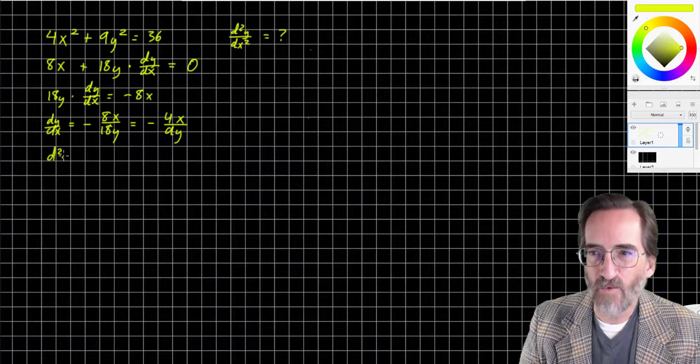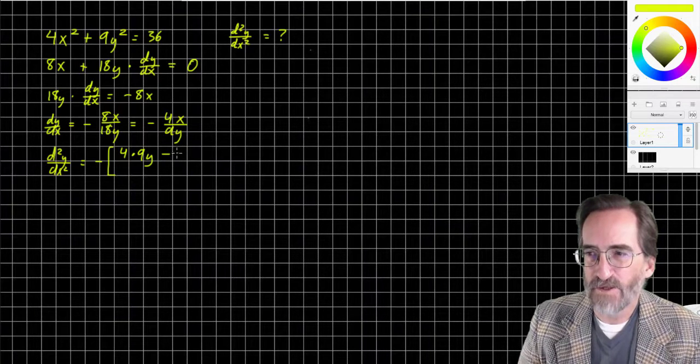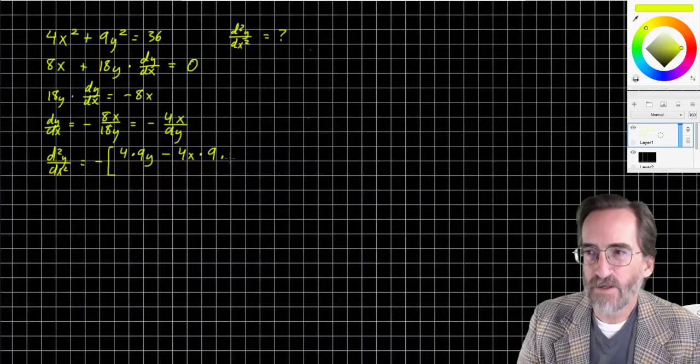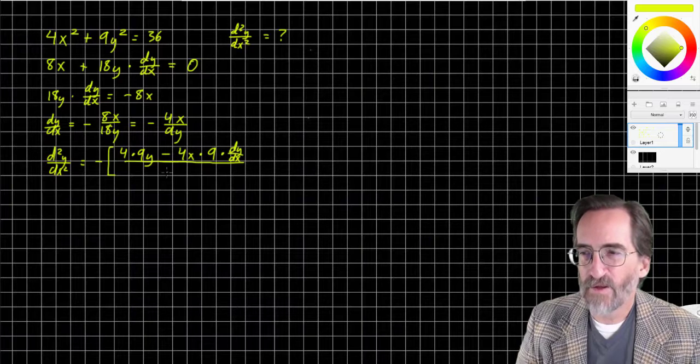So d squared y dx squared is the derivative of the top, and I'm going to put a negative out in front. Leave that off. The derivative of the top is 4 times the bottom, 9y, minus the top, 4x, times the derivative of the bottom, 9, chain rule, times dy dx, because y is a function of x. Don't forget that step. All over the bottom squared. 9 squared is 81, y squared.